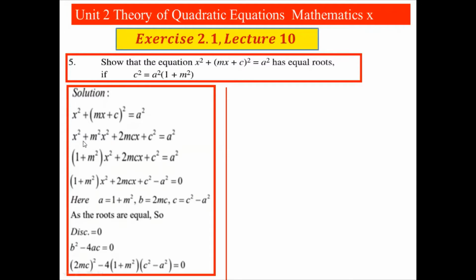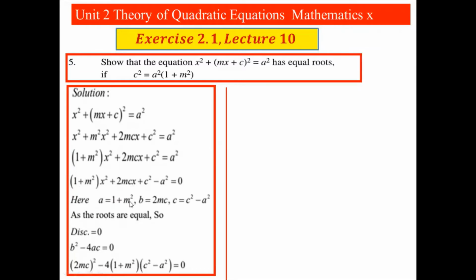Now we can take x square common from the first two terms, so we have (1 plus m square) x square plus 2mcx plus c square is equal to a square. Now we have to shift this a square to the left hand side of the equation. So we have (1 plus m square) times x square plus 2mcx plus c square minus a square is equal to 0. Now this equation is in standard form.